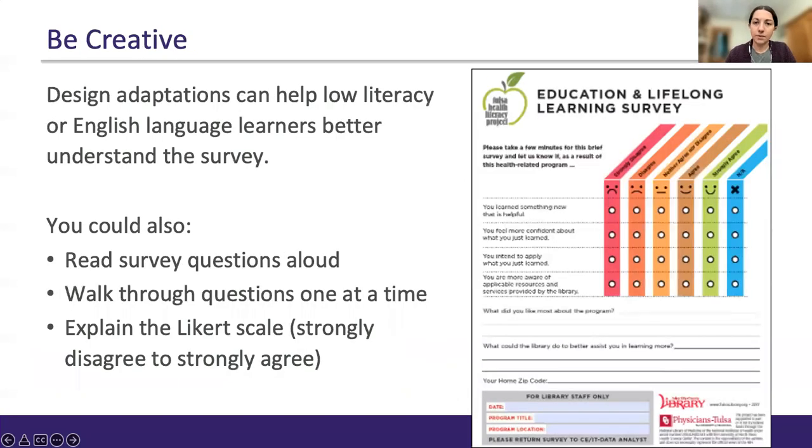You can get creative with the surveys to make them more accessible as well. In this example, the library has added emoticons and color coding to help patrons interpret the different responses on the Likert scale. These design adaptations can help low literacy patrons or English language learners better understand the survey. Other options for accessibility include reading the survey aloud, walking through the questions one at a time when you distribute the survey, and explaining the Likert scale, which goes from strongly disagree to strongly agree.